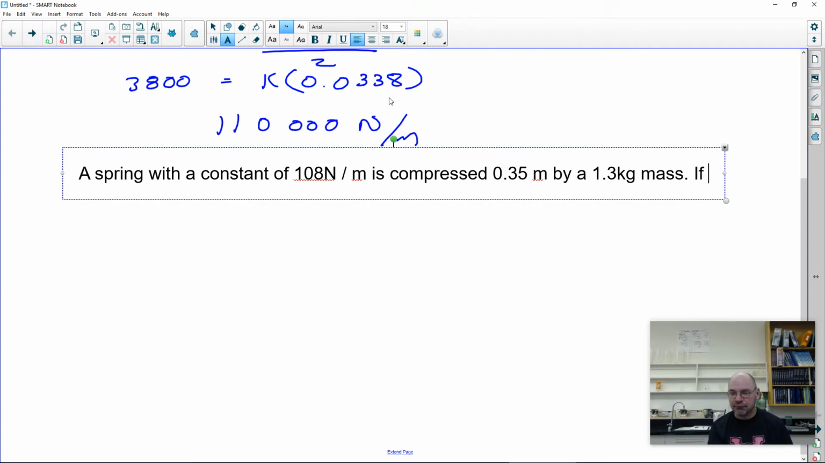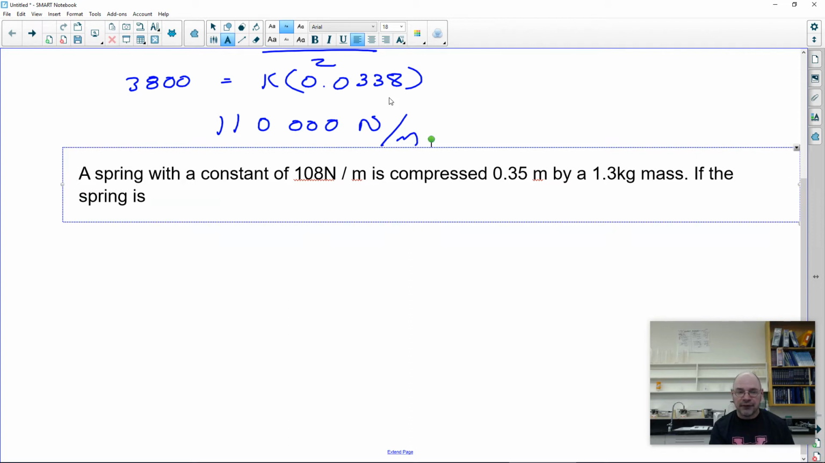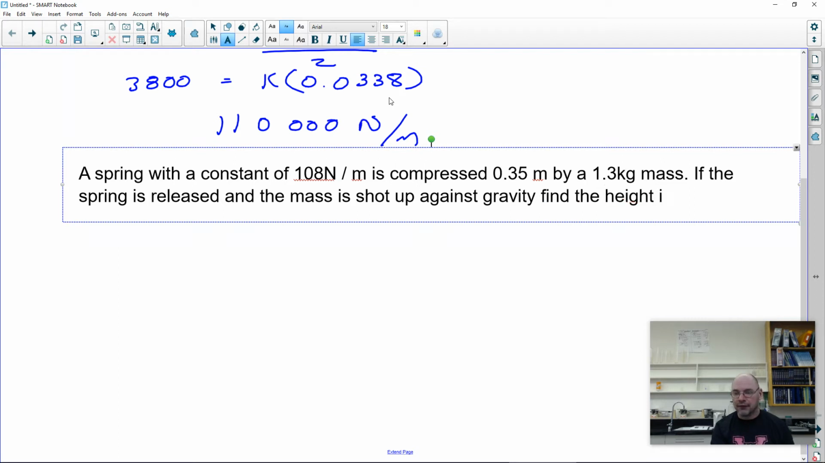If the spring is released, and the mass is shot up against gravity, find the height it rises. Okay, so that is a similar one. It's not exactly the same one.